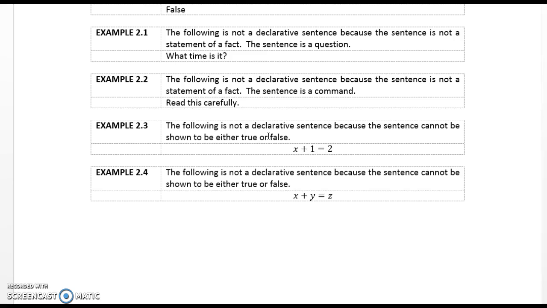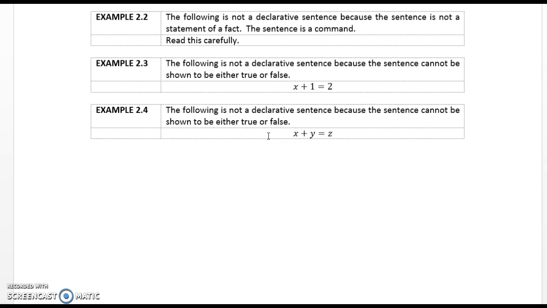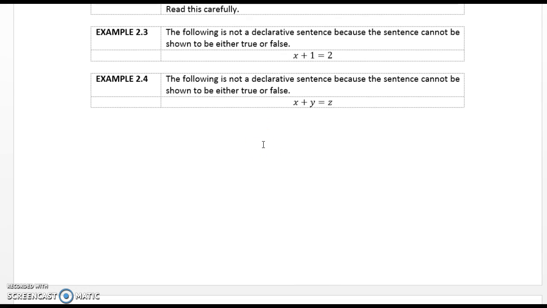The sentence is a question. What time is it? Example 2.2. The following is not a declarative sentence because the sentence is not a statement of fact. The sentence is a command. Read this carefully. Example 2.3. The following is not a declarative sentence because the sentence cannot be shown to be either true or false.